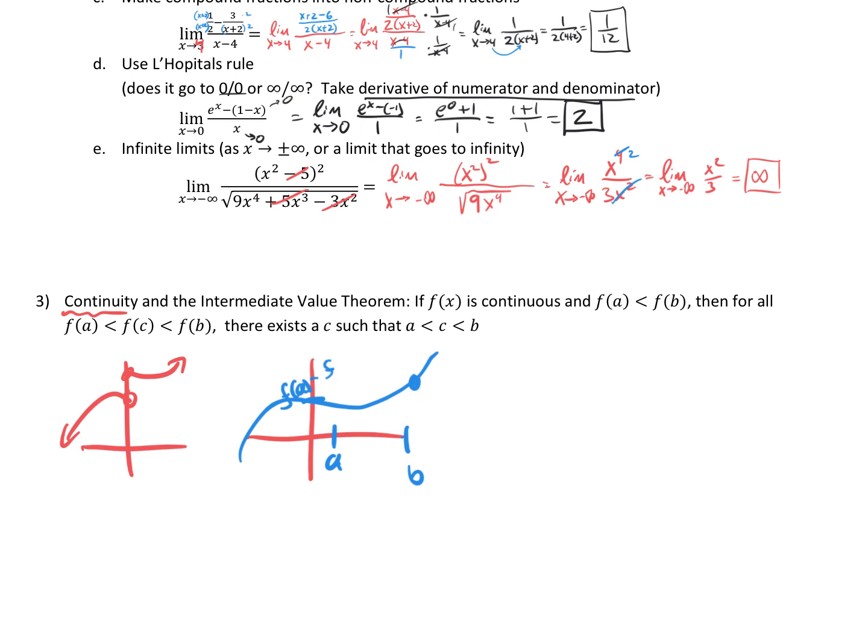Let's put that over here, f of B. Well, if you pick any number in between there, there must exist, so if you pick f of C, if we have f of C that's between f of A and f of B, there must be a point on the graph somewhere, some C value in between, where C is equal to f of C.